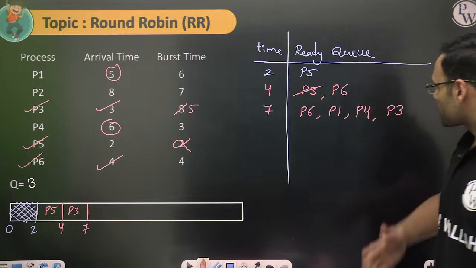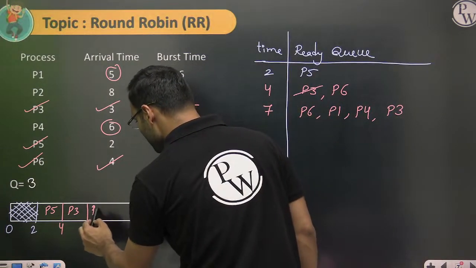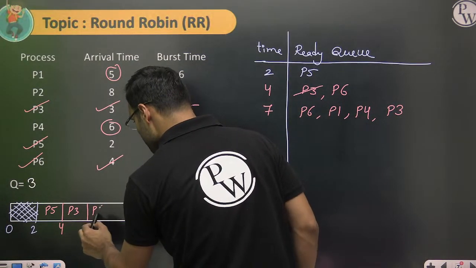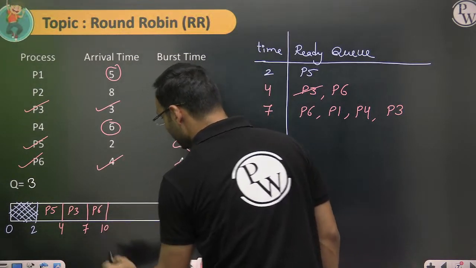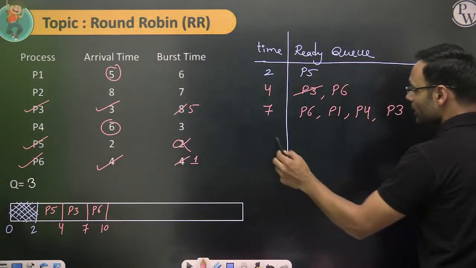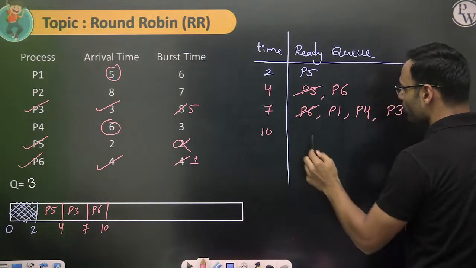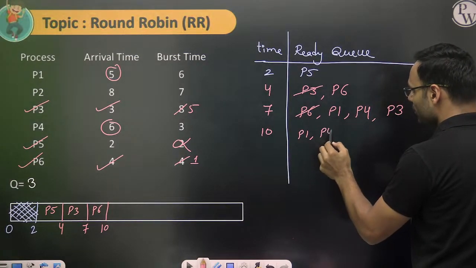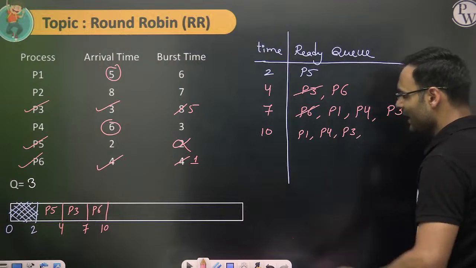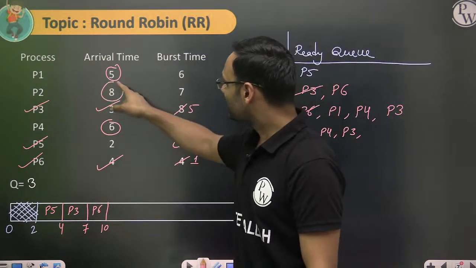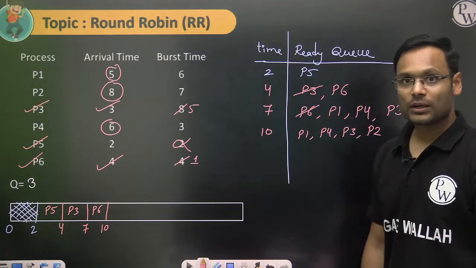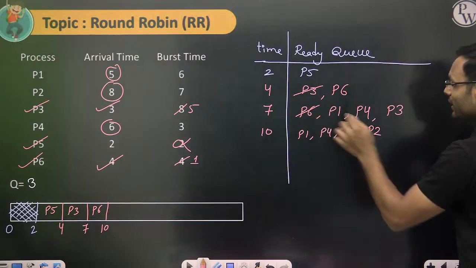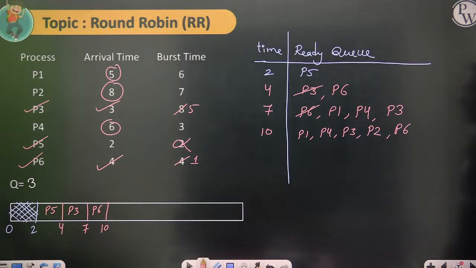Next, first process in the queue is P6. We will run P6. P6 runs for 3 time units. It can run, yes, the remaining is 1. 3 time units up to 10 it runs. When P6 runs up to 10, removed from the queue, P1 is remaining, P4 is remaining, P3 is remaining, and at time unit 8 P2 comes. At 10 P6 is added at the end of the queue. This is the sequence now.